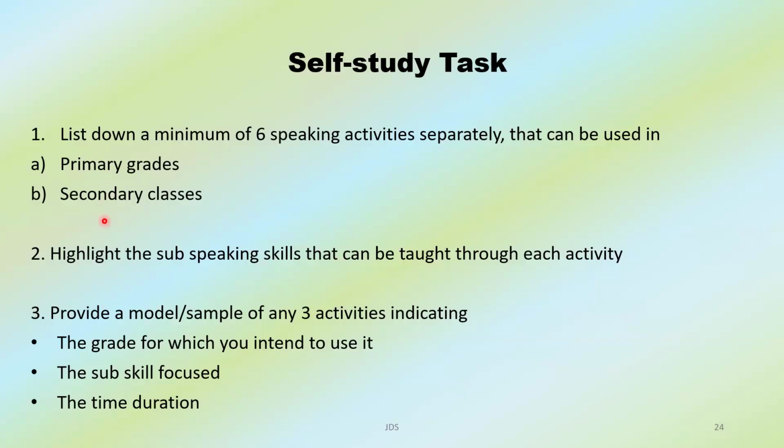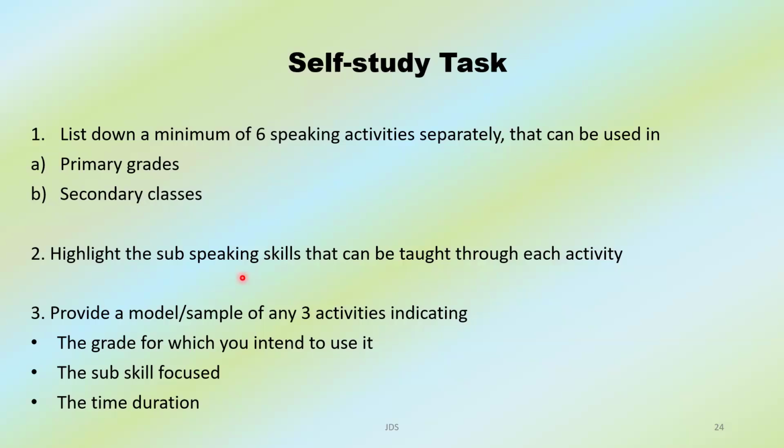Right? So likewise, you first list down for each set. Think of 6 speaking activities and don't repeat the same thing. If you had mentioned songs over here, don't repeat songs again for secondary. Try to find different kinds of tasks. Highlight the sub-speaking skill that can be taught through each activity, right?